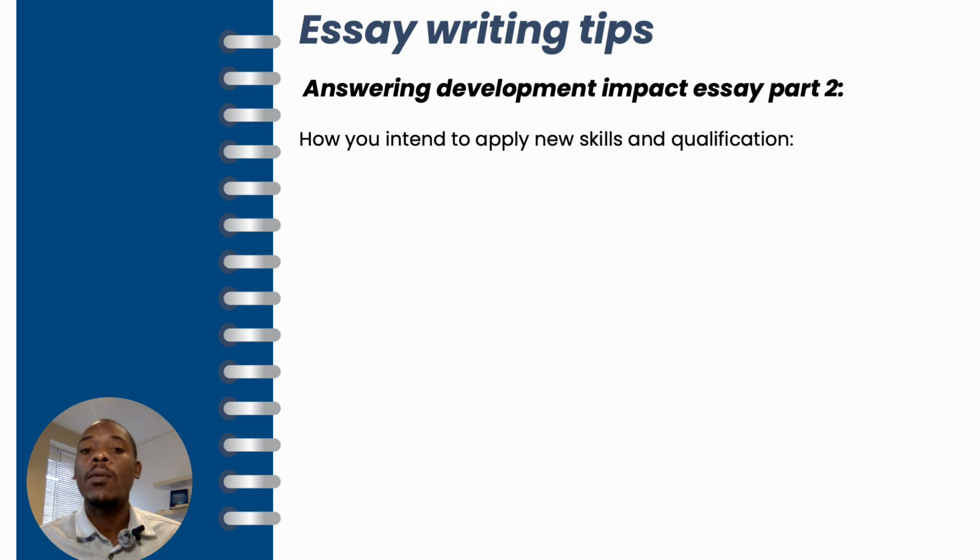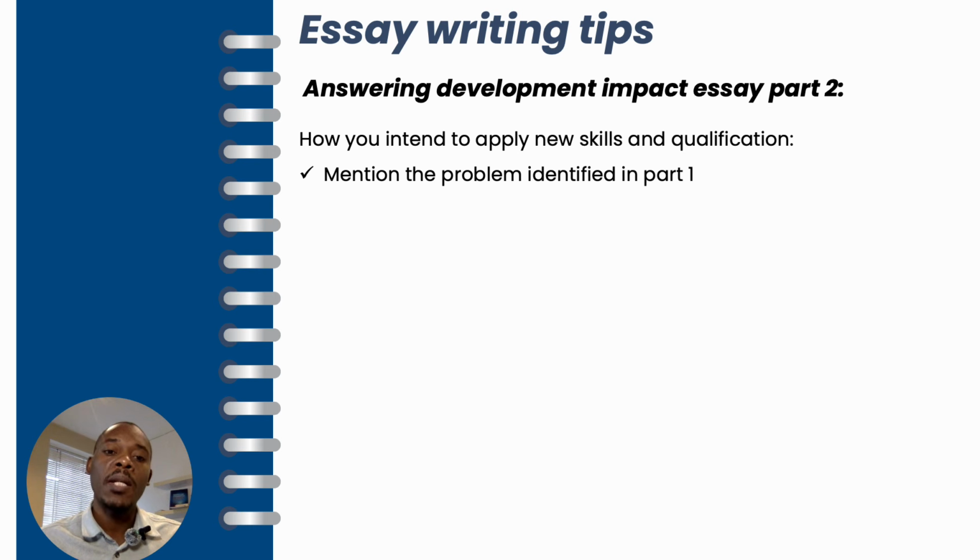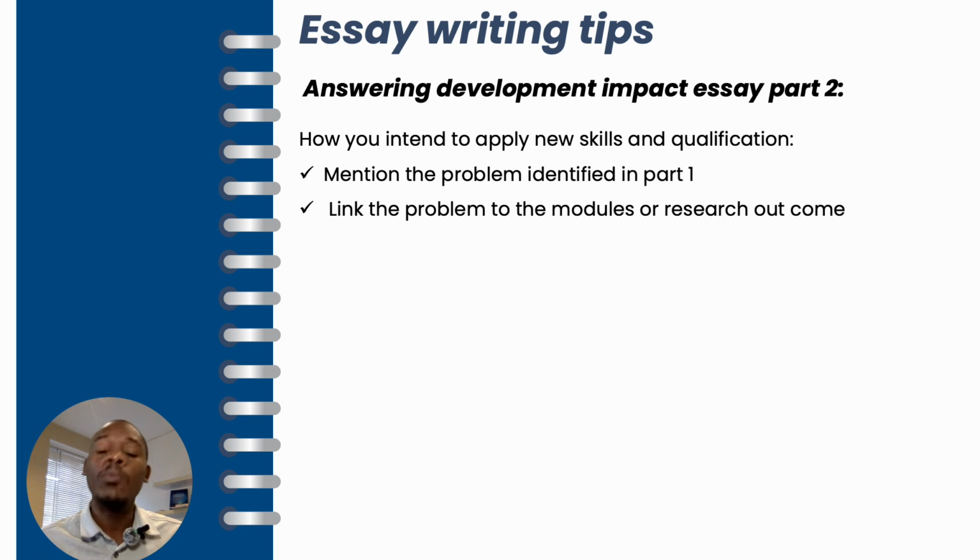The second part requires you to demonstrate how you intend to apply your new skills and qualifications. So in your first essay, you've built a case that there is this problem, you want to study ABC, and it will help you look at this big picture, which is the problem. Now, how do you intend to use the skills? So now here it becomes easy, because now you are building on your first part. You are going to mention the problem that you've already identified in your part 1 of the essay. Then you link that problem to what you are going to gain now in that course.